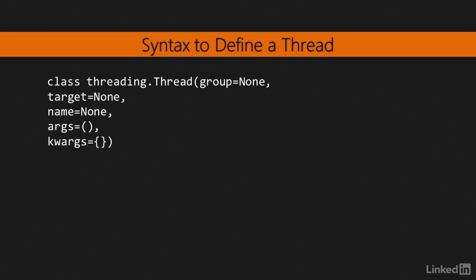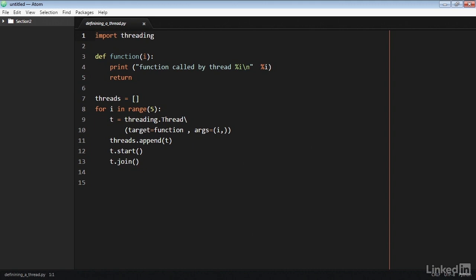It's useful to spawn a thread and pass arguments to it that tell it what work to do. This example passes a number, which is the thread number, and then prints out the result. Let's see how to define a thread with the threading module. For this, a few lines of code are necessary.